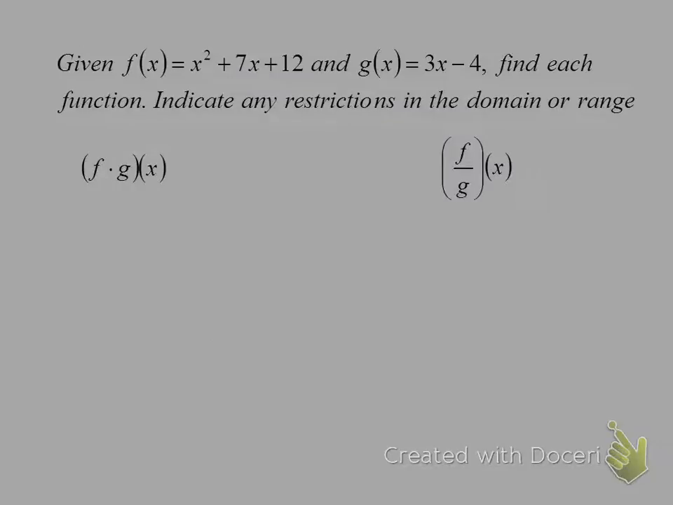Okay, so next one. f of x equals x squared plus 7x plus 12. g of x equals 3x minus 4. Find each function, your two new functions. Okay. This time we're going to multiply once and divide once. So f of x times g of x, like that.